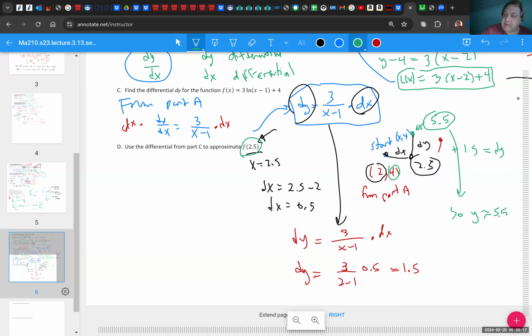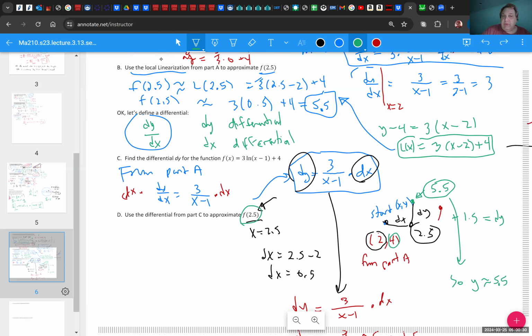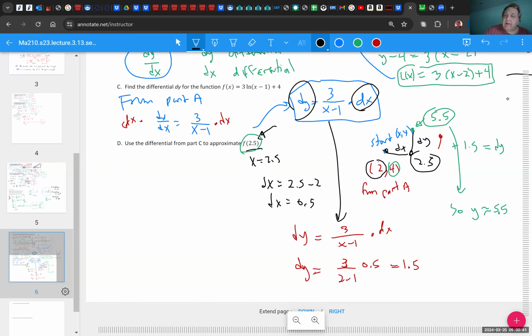It's not exactly equal to 5.5 because, of course, this thing is not a straight line. It's curving, but we should have a very good approximation of 5.5. And check this out. In our previous problem, we used the local linearization and got an approximation of y is 5.5. And we used a differential, nudging it a little bit, and we got an approximation of 5.5. It's the same thing. It's just kind of a different way of looking at it.